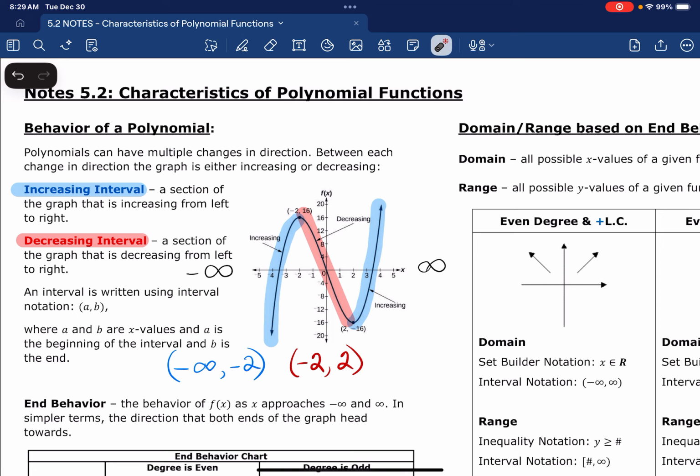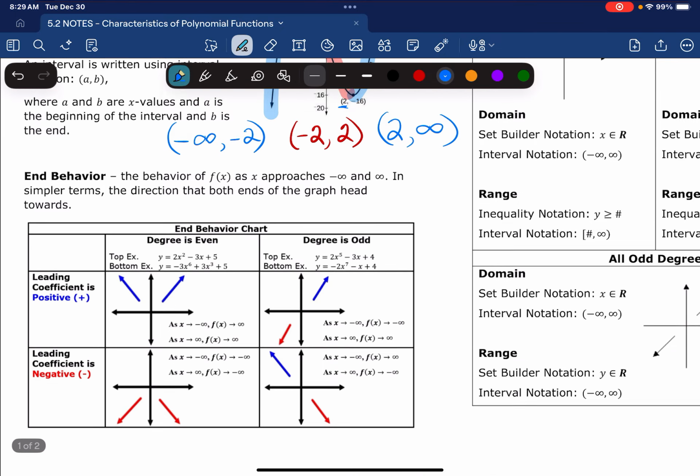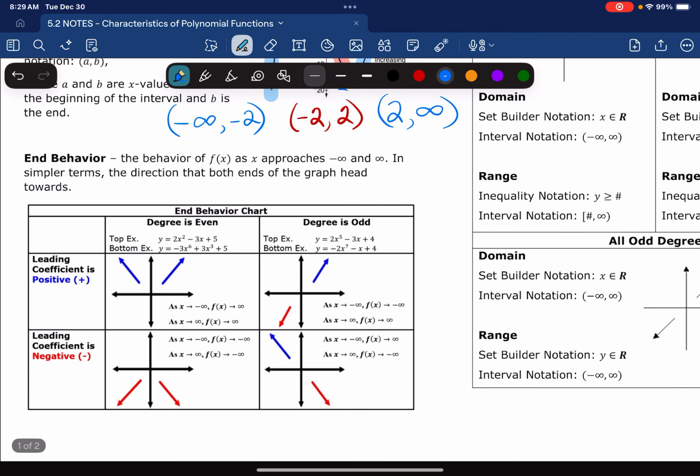And then this last section of my graph is increasing again, and it starts at this minimum value of (2, -16). Again, we're always using our x value. So from 2 all the way to positive infinity, our function is increasing, okay? So let's look at our end behavior now. What's happening on the very, very far left side of our graph, and what's happening on the very, very far right side of our graph?